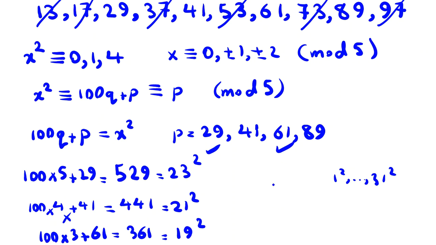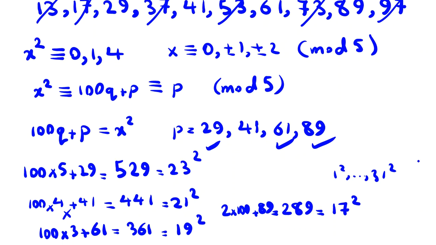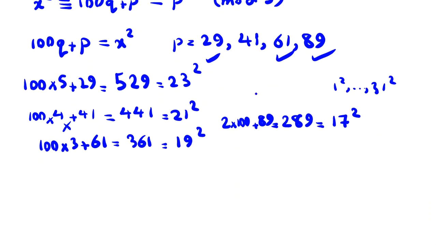And for 89, you say, okay, 17 squared is 289, and it will be 2 times 100 plus 89. So 89 is also okay. Okay, now when you see, for example, for some numbers, it is so much important. When you see for some numbers, you can't find examples, so also try to check, maybe it doesn't work.